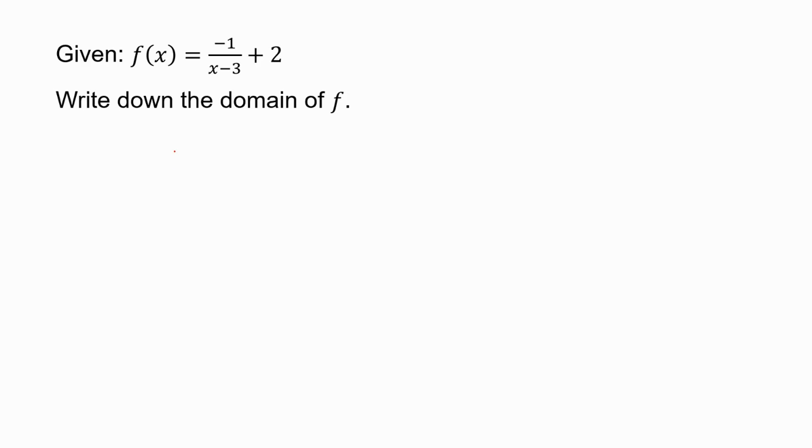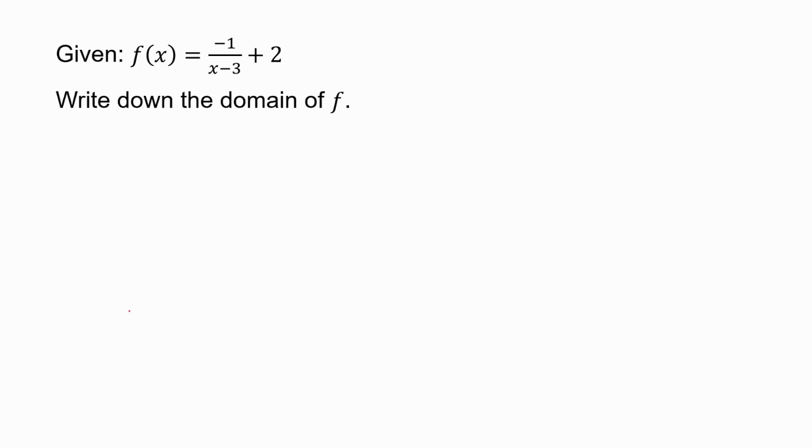We're given the function f of x is equal to -1 over x minus 3 plus 2. We say that this is a hyperbola. Write down the domain of f. So now, where do we get the domain? Domain, these are the input values, which are your x values, and then the range is your y values. Let me just discuss both the domain and the range.